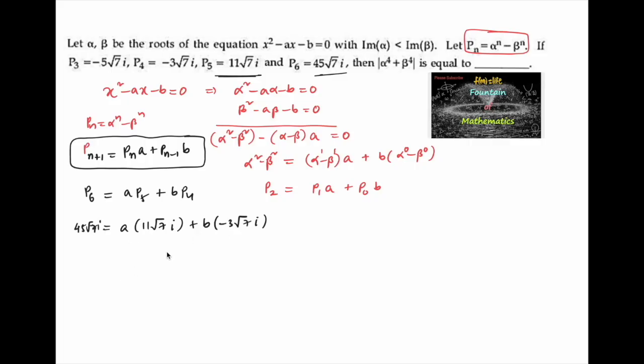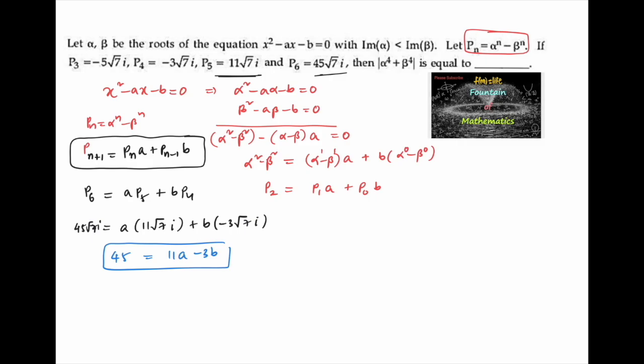So on comparing both the sides, they are all imaginary parts, so we can write 45 and root 7 also can be removed. 45 is equal to 11a minus 3b. So this is one equation.